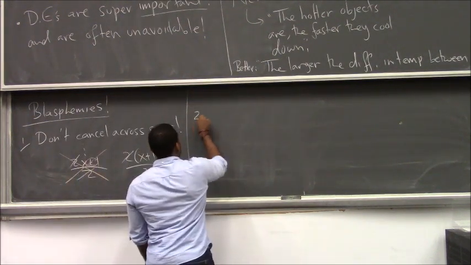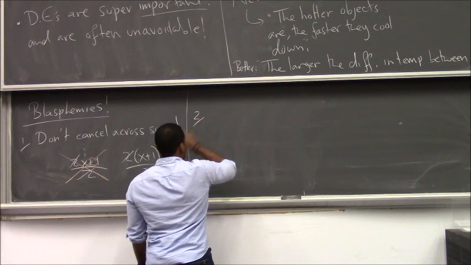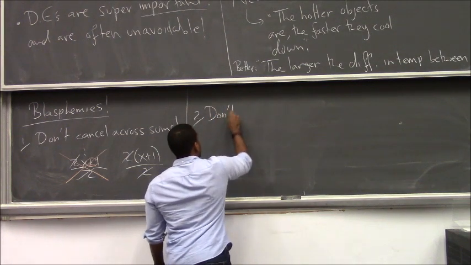Second quite trivial mistake, but we'll make it all the time. Don't distribute powers across sums.